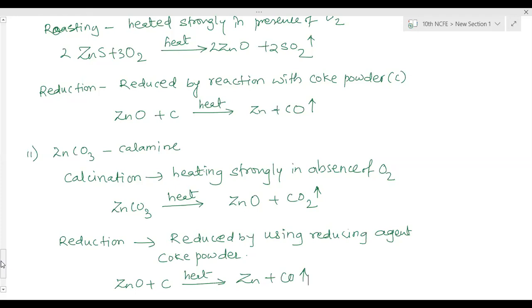Cinnabar, the name you have to remember. All the others, if you don't remember, that's also okay. The word Cinnabar is used in the textbook, so you need to remember that. And many times in board exams, questions are asked using the name Cinnabar.